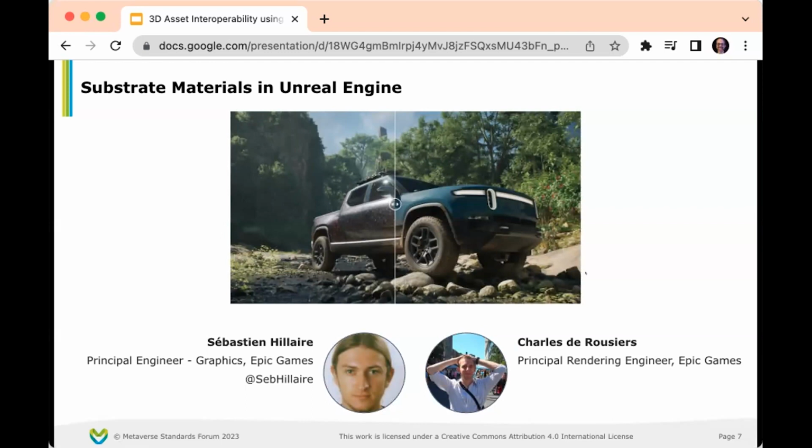Both these folks are just absolute experts in the world of materials. Seb, if you're not following him on Twitter, he's always sharing a ton of knowledge in the space. So please do. With that said, Charles or Seb, will one of you do a screen share for your slides? Yeah, I will screen share that. Okay, so let me stop my screen share.